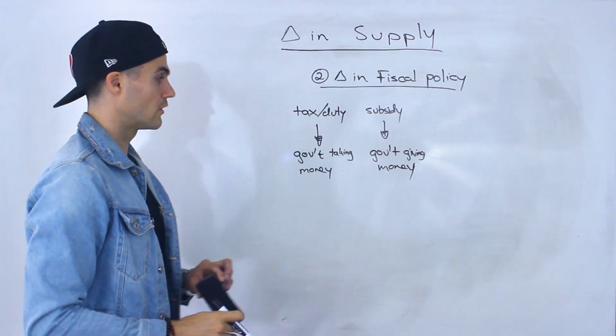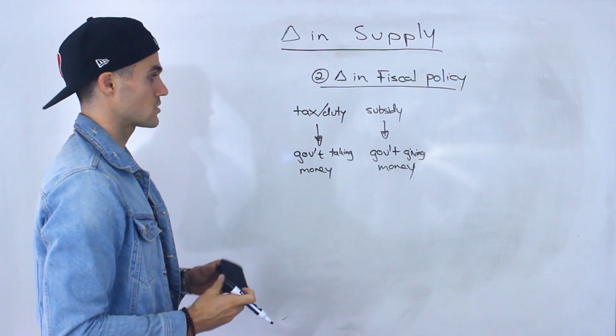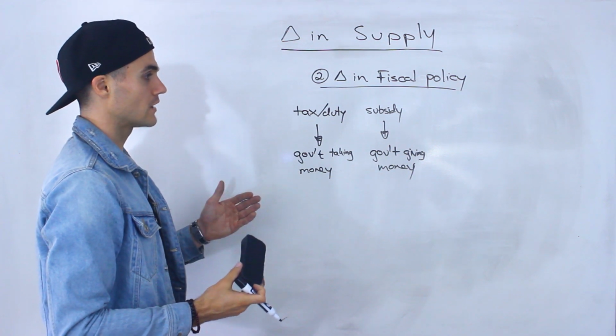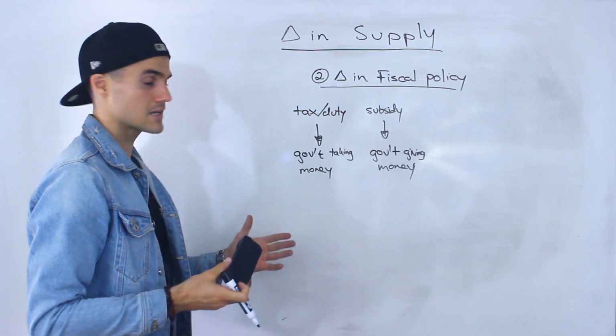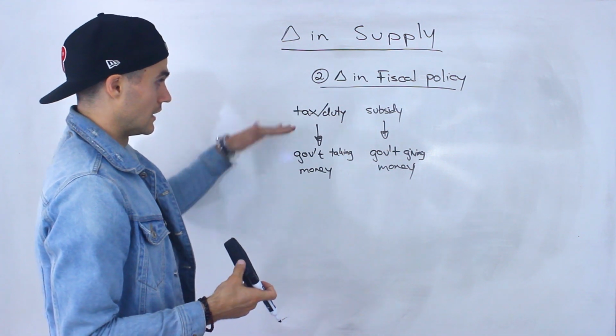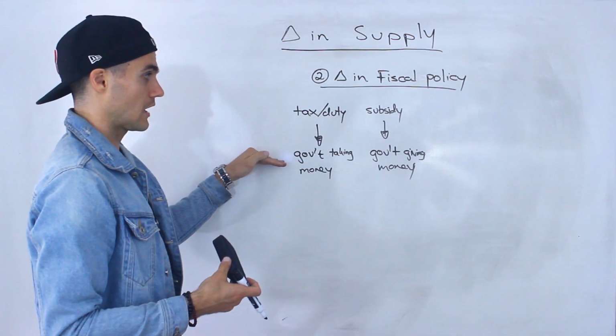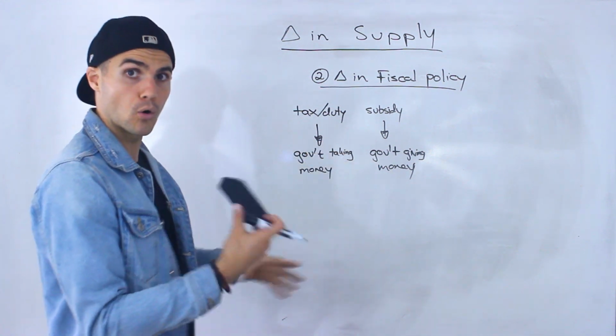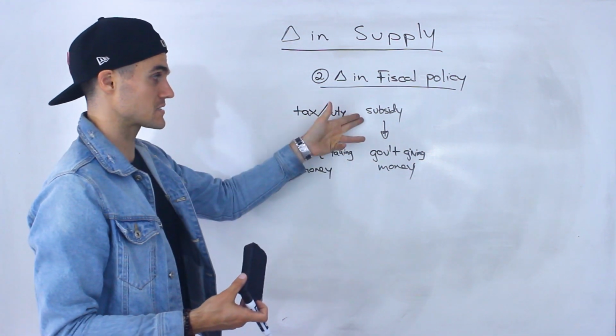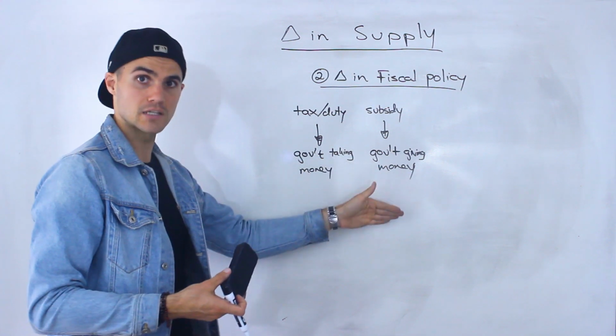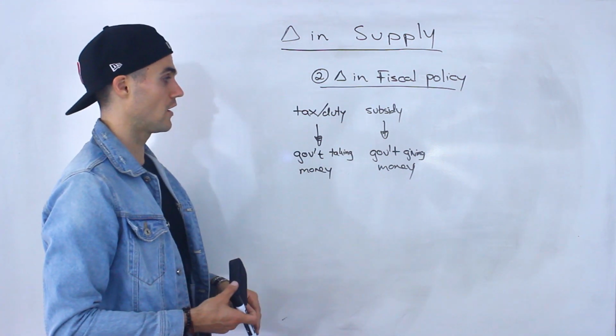Right? Just in general, that is what's happening. So if the government wants less of a product, let's say, maybe in their area, they'll increase the tax for producers. And if they want more of a product, they might subsidize it. So they might give money to producers to produce more of it.